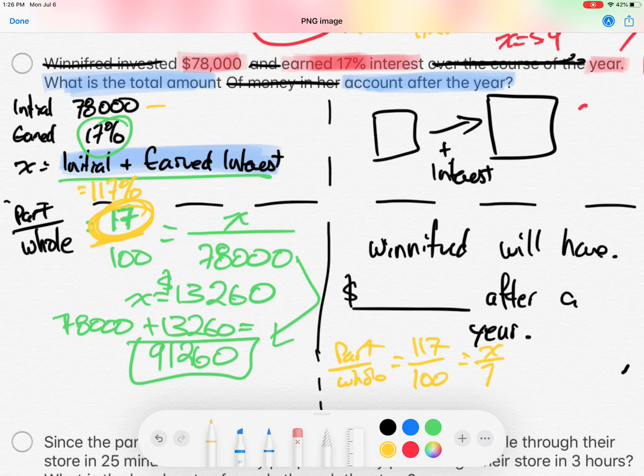equals X over 78,000. So what is this telling us? This is telling us what 117% of my total would be. And this is going to end up with, I'll just do it to prove it, 117 times 78,000 divided by 100, I get 91,260. So with this, I end up solving the entire 91,260 after a year. I can solve it in one step or two. Doesn't really matter.